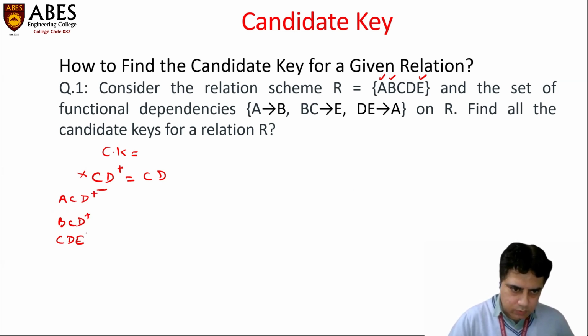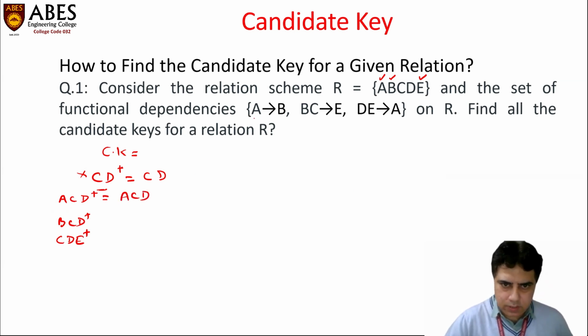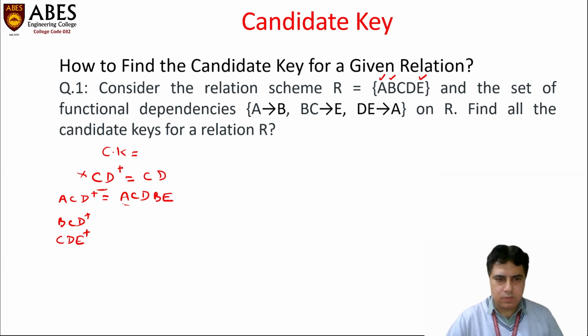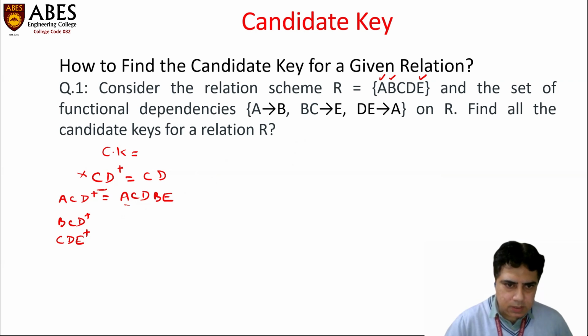Now take the attribute closure. From this, we can determine ACD. Now we can determine from A to B. Now BC to E and DE to A. A is already part of this attribute closure. So we can determine all the attributes of the relation: A, B, C, D, E. So this is the first candidate key that we have calculated.